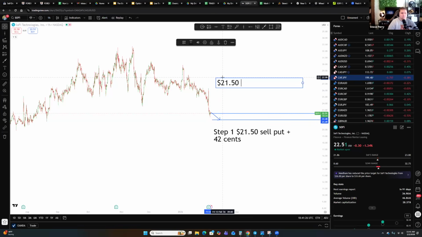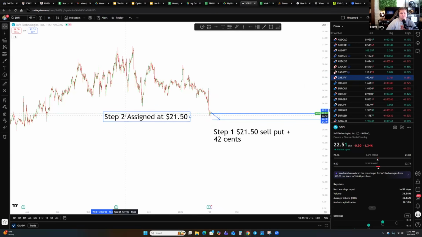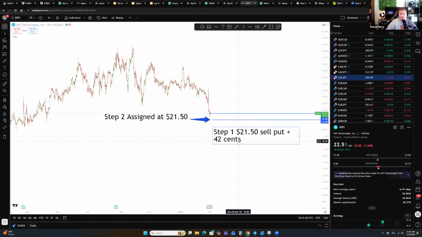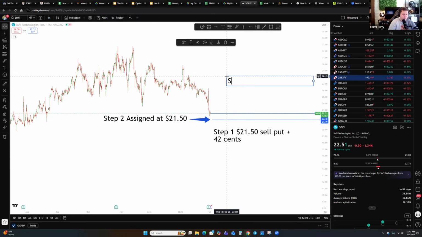So anyway, now we're into step two. Step two, we are assigned at 21.50 to buy. And that's really all step two is. You're just assigned at this price. Okay. And up to this point, what have we done? We've collected 42 cents in premium and we now own shares of SoFi. Instead of being a cash secured put, we now own shares of SoFi at 21.50. And then what happens next is we move on to step three. Okay, let's keep going. Step three, which is where we sell a call.